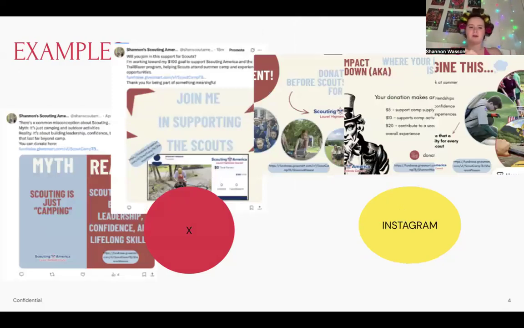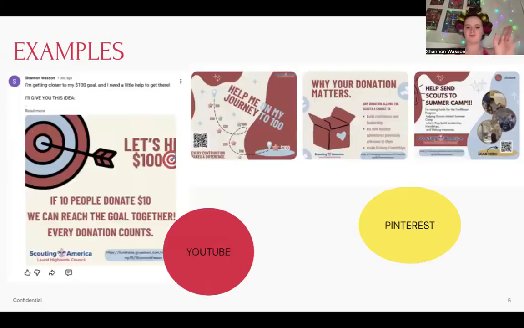Same idea for my posts on X and Instagram. Same color schemes, maybe some stars, maybe some whites involved in the pictures. Overall, I kept everything very straight to the point, not much in your face. What the heck am I looking at? Very much, okay, this is what I'm posting, this is what I want you to do, and so on. And again, the same on YouTube.